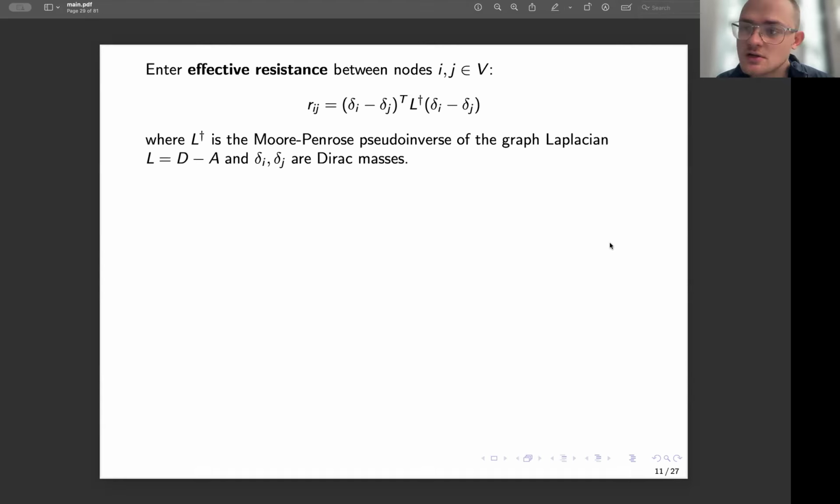So the graph Laplacian here is the combinatorial graph Laplacian. A is a weighted adjacency matrix. It's just a matrix of the edge weights. And D is a diagonal degree matrix where you add up those edge weights at every vertex. So this combinatorial Laplacian matrix is singular. It has a kernel for a connected graph. Let's say it has a one-dimensional kernel. And so the pseudo-inverse is used in place of the inverse.